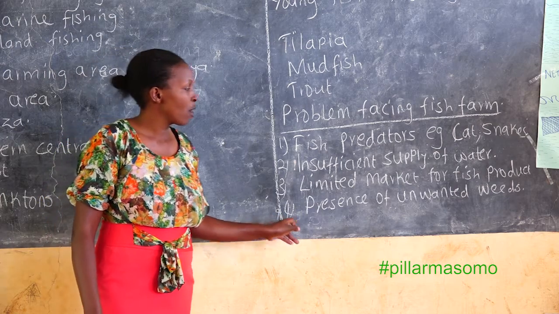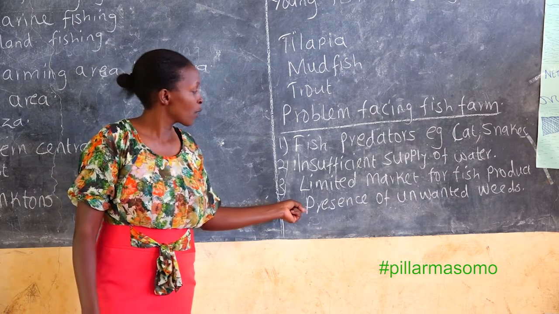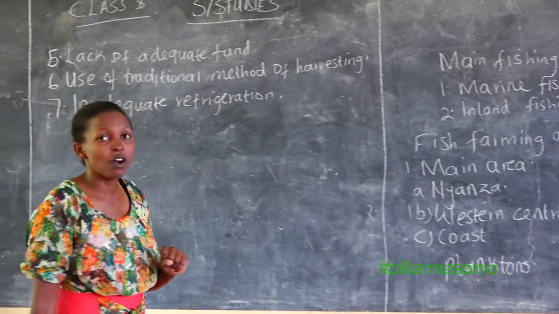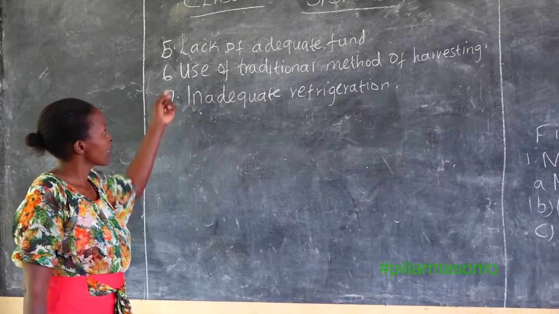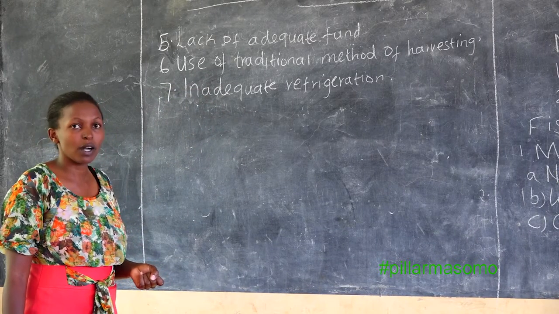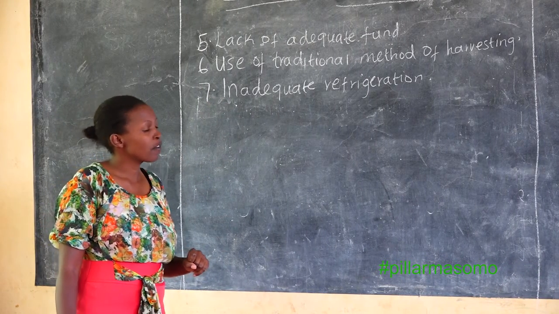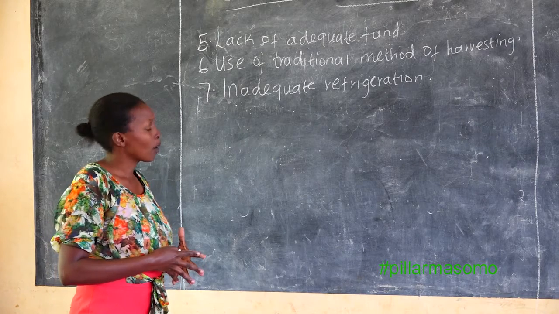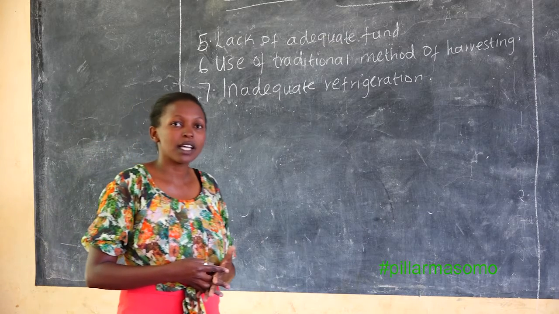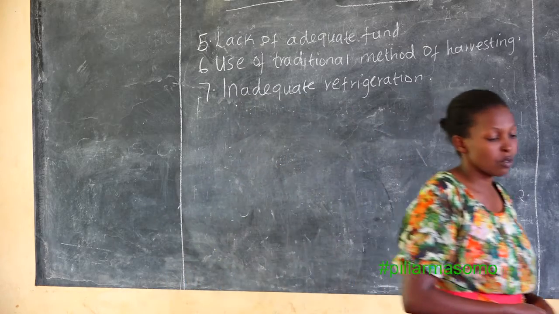Then we have number four, presence of unwanted weeds. And these ones, we talk of water hyacinth. So the weeds that grow in water. And then we have number five, lack of adequate feed. Then number six, use of traditional methods of harvesting, like the one we talked about, the long lining. Then we have number seven, inadequate refrigeration. Remember, the fish should be kept in a very cool place. If it lacks these facilities that we are calling refrigerators, they are going to spoil fast before reaching the market.